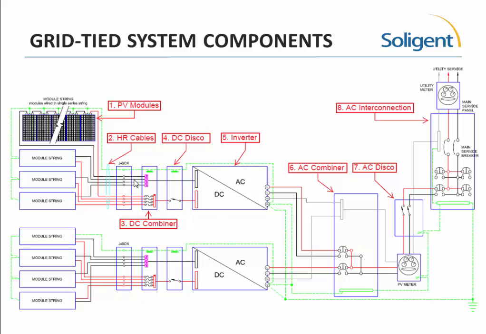So much like a DC combiner, we need an AC combiner. We need to combine the outputs of these two inverters into one source. That's going to go through our production meter, to our disconnect, and to our tie-in. So we're going to parallel these outputs. This is a 240 volt system, so our voltage is going to stay 240. Our current's going to increase because we're paralleling them.